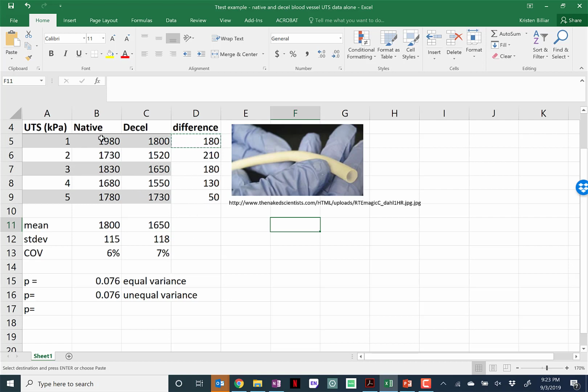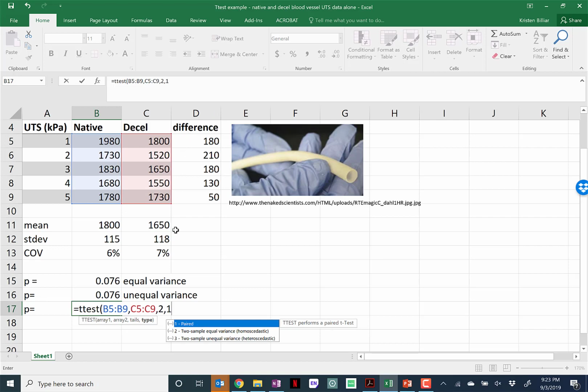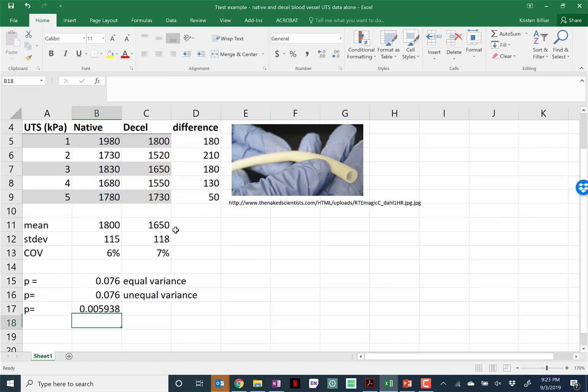So pairing them and saying, really test what is the difference between them. So now we put in array 1, comma, array 2, comma, tails, again 2. I'm not saying whether it's larger or smaller. And then paired, 1. And now when I do that, it is much lower than 0.05.